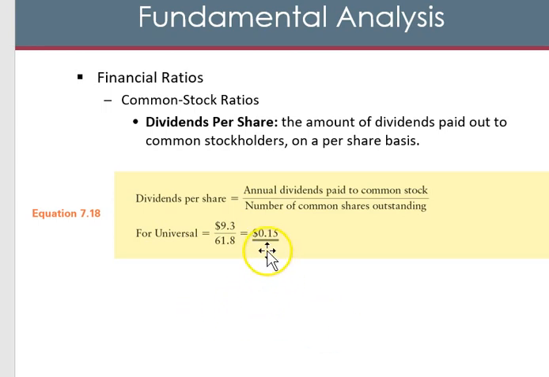You can take the annual dividends paid to the common stockholders and divide by the current number of common shares outstanding. And here you have 15.15.